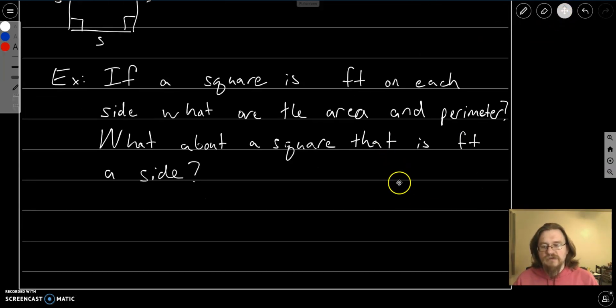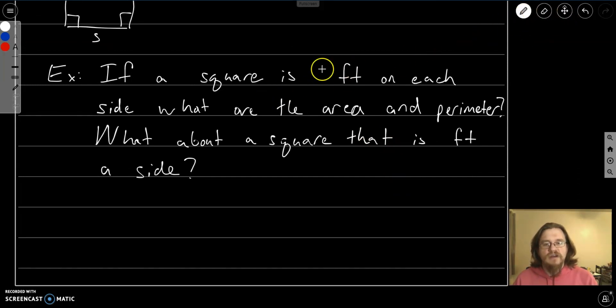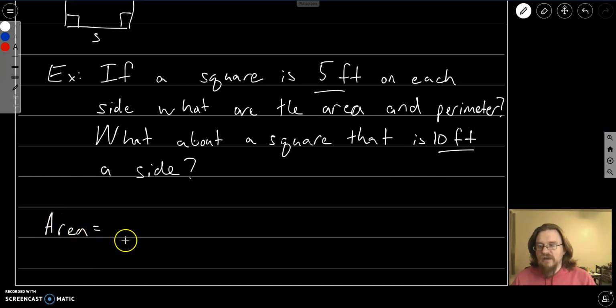So let's do an example question. If a square is 5 feet on each side, what are the area and perimeter? And what about a square that's 10 feet on a side? Well, we know that the area of a square is going to be the side length squared. So it's going to be 5 squared, so it's going to be 25. And it's 5 feet times 5 feet, so we will get feet squared at the end.